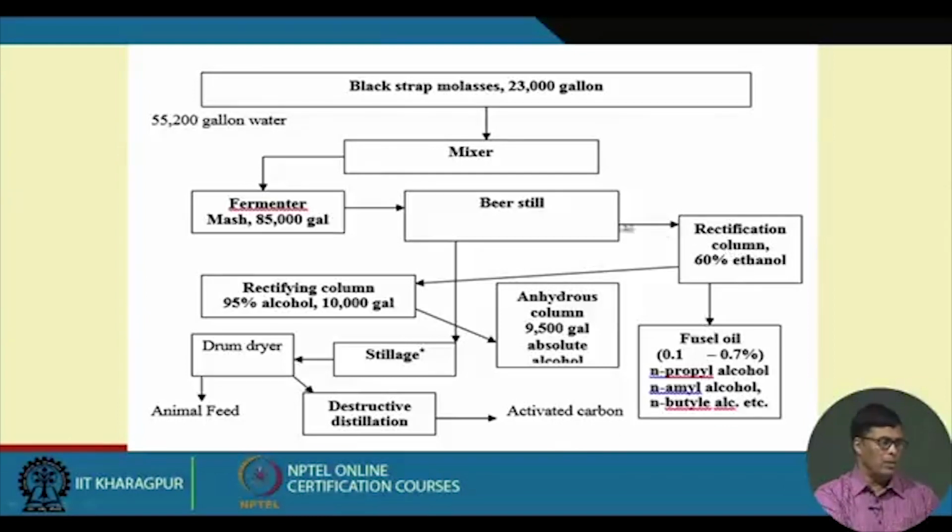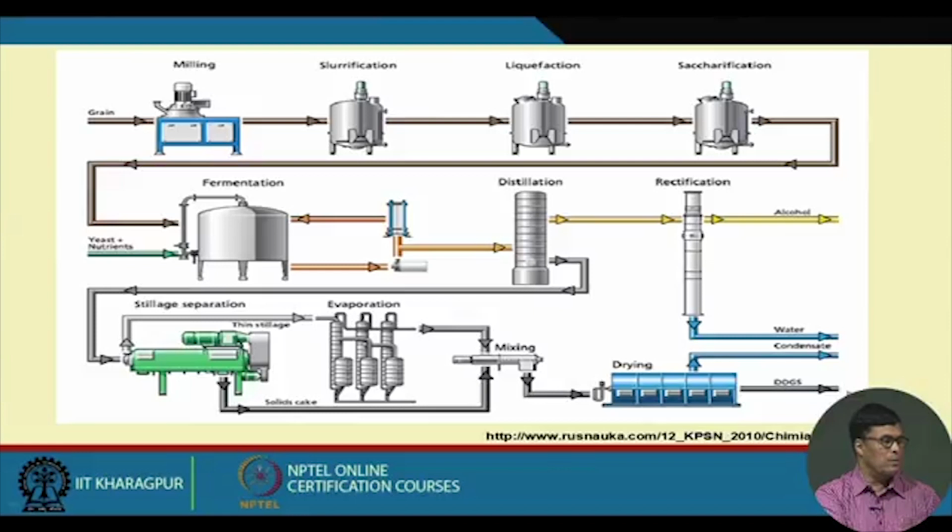During the distillation of alcohol we get some fusel oil. The concentration of fusel oil is about 0.1 to 0.7%. Normal propyl alcohol, amyl alcohol and butyl alcohol are the different alcohols present in this fusel oil.